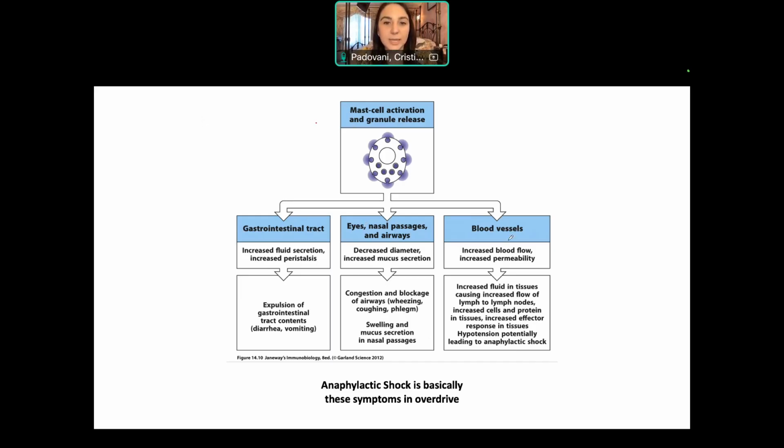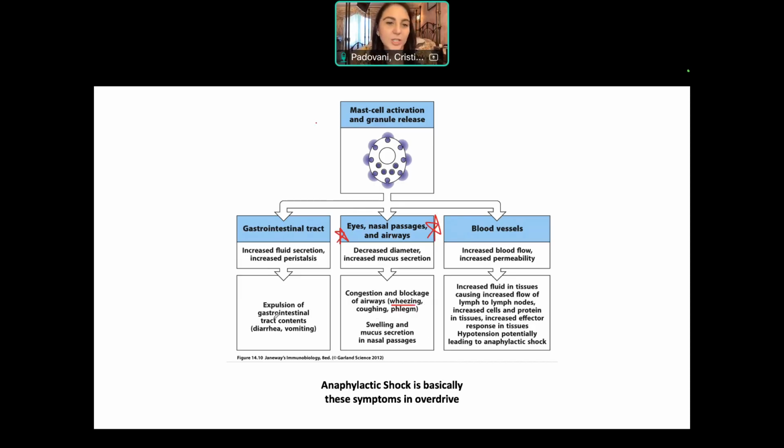So here are all the things that you can see. Again, this is what I'm experiencing right now. So the eyes, the nasal passages, and the airways. What histamine does is it can cause decreased diameter and increased mucus secretion. So you get congestion, you get blockage of the airways. I don't wheeze, luckily. This is more of an asthma presentation. You can get cough, you can get phlegm, swelling, you can get sinusitis.